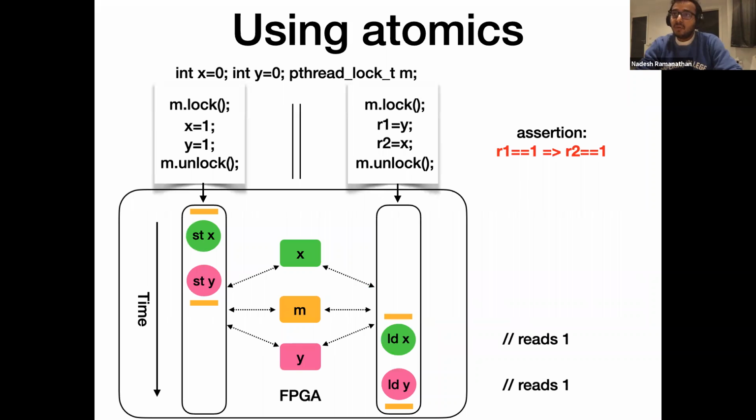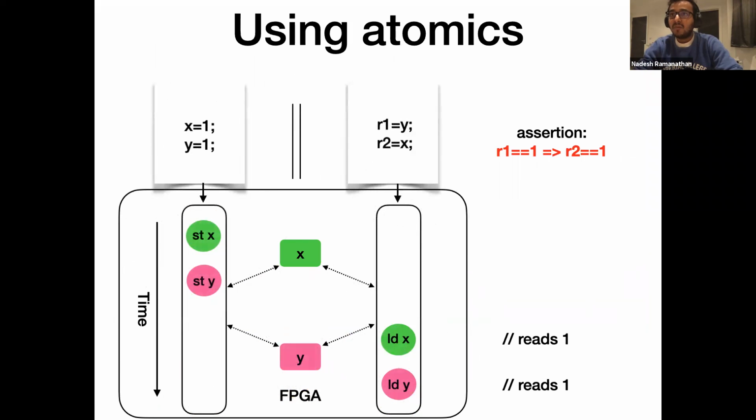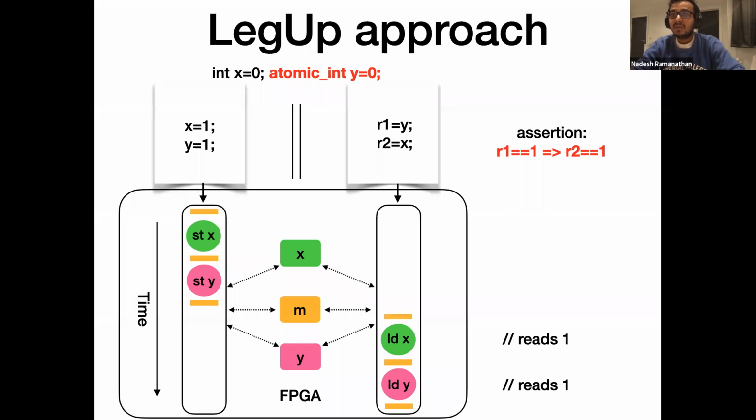And so this is the key idea that we had, the base of our work, right? So we have this program again, and now we want to use atomic operations instead. So we get rid of the mutexes and all the locks and unlocks, and we say, okay, I want to make Y atomic, right? What LegUp will do is that once it sees this atomic keyword, it will then inject its own mutex and try to order all the memory operations.